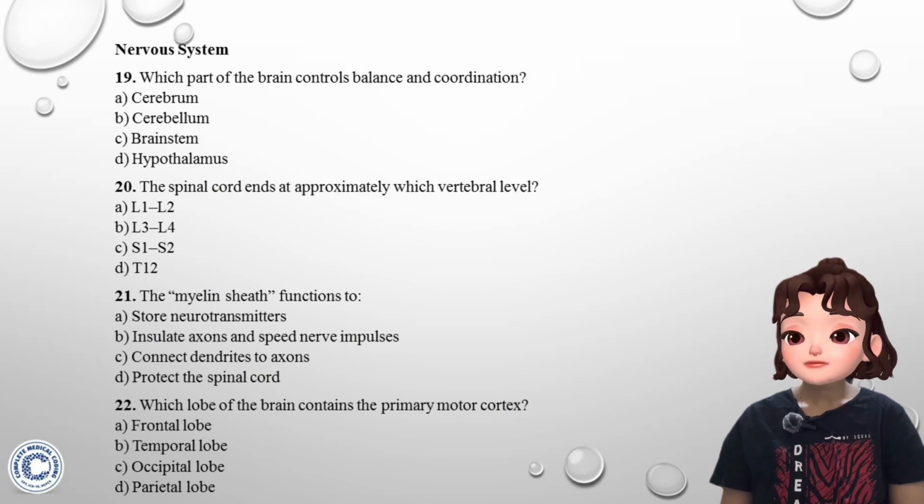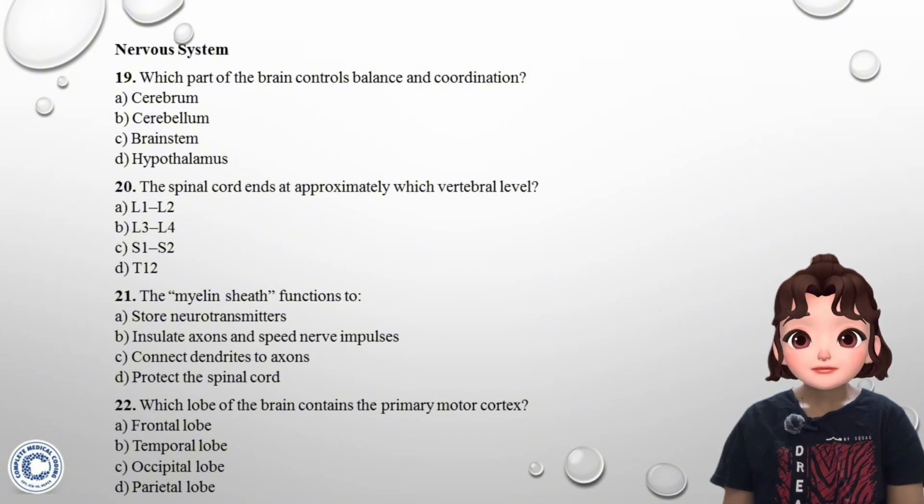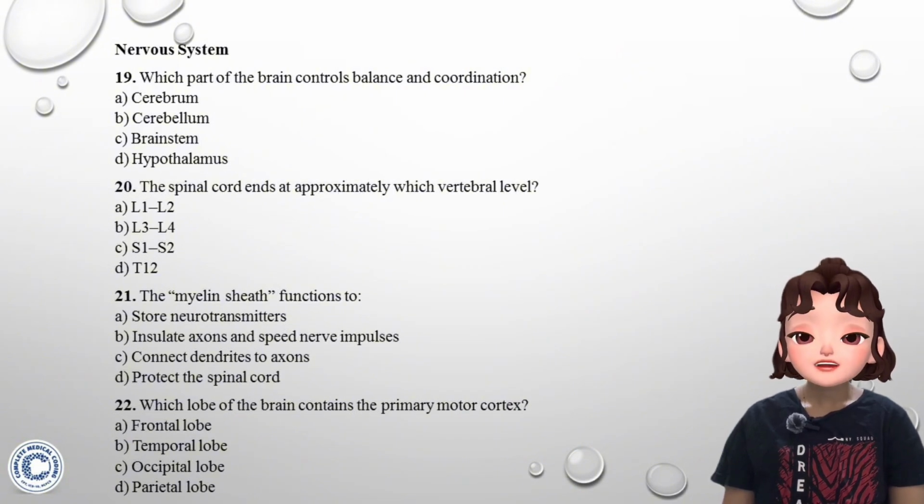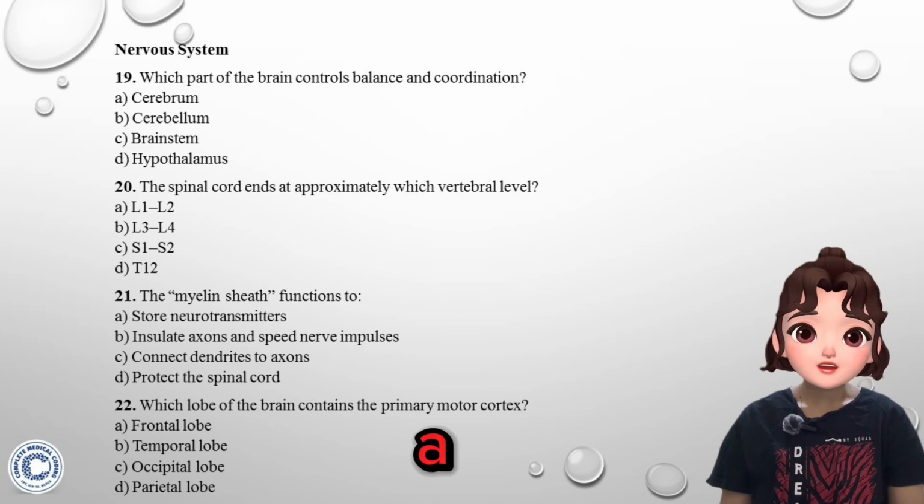Now, question number 22. Which lobe of the brain contains the primary motor cortex? Frontal lobe, temporal lobe, occipital lobe, parietal lobe. So, which lobe of the brain contains the primary motor cortex? Answer is option A, frontal lobe.